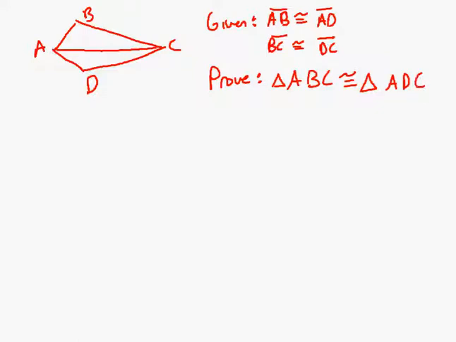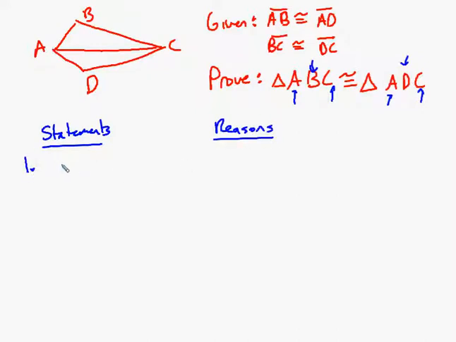Again, when we write our congruent statements, the congruent parts, the congruent segments and angles need to line up. So A corresponds with A, B corresponds with D, and C corresponds with itself. So we have some statements, reasons. This is going to be a really short proof, really simple. Statement 1, usually we will start with the givens, and I'll go ahead and do both of them in the same thing.